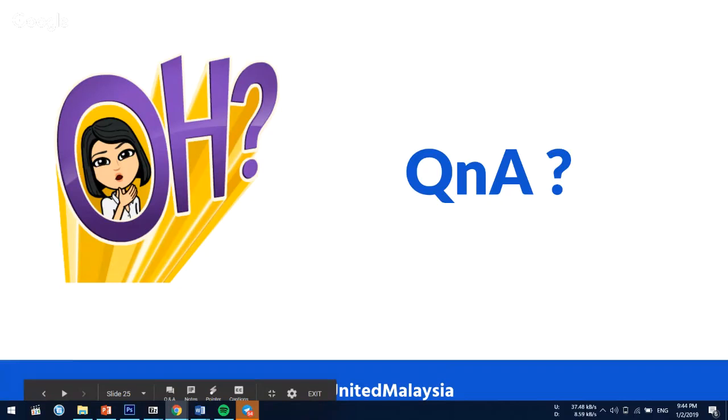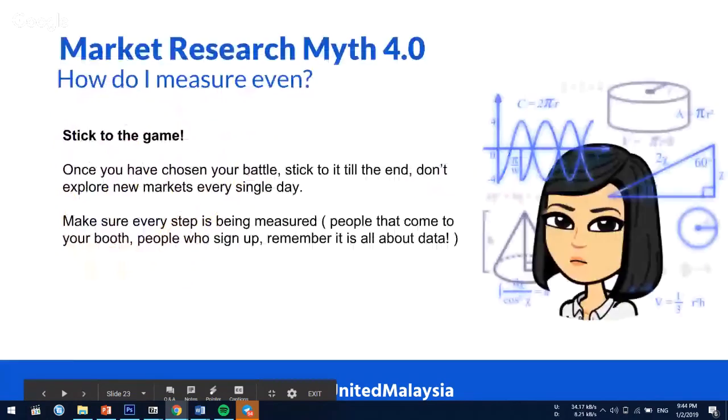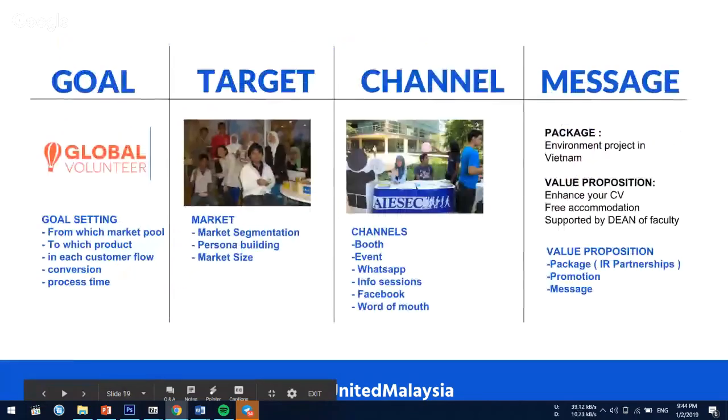Okay, I have one question from Shani. Is GTCM a way to conduct market research, or is it a tool to convey the right message to the right audience? Cool. So if you look at GTCM, I wouldn't say it's a tool.